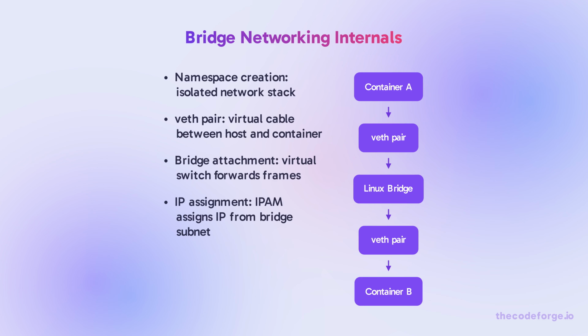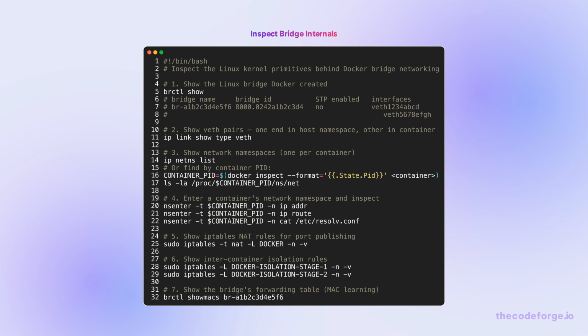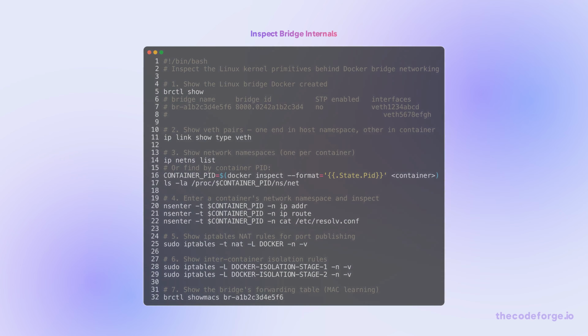When a container starts, Docker creates a network namespace. A veth pair attaches the host end to a Linux bridge and assigns an IP. Containers on the same bridge communicate via L2 switching, no NAT involved. Use brctl show to see the Linux bridge, ip link show type veth to list veth pairs, and nsenter to inspect the container's network namespace. These commands reveal the kernel primitives that Docker abstracts away.